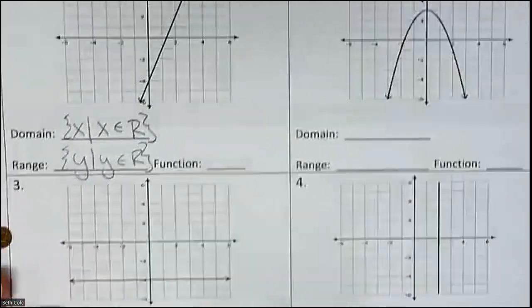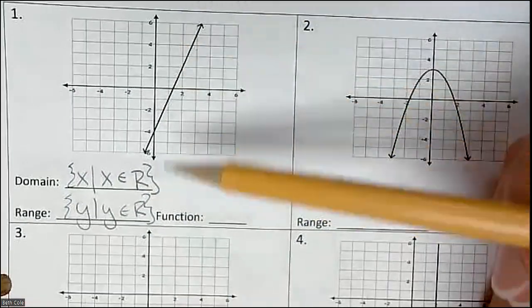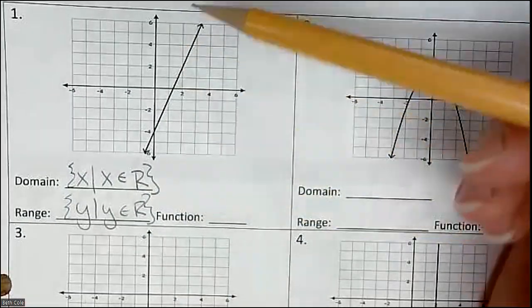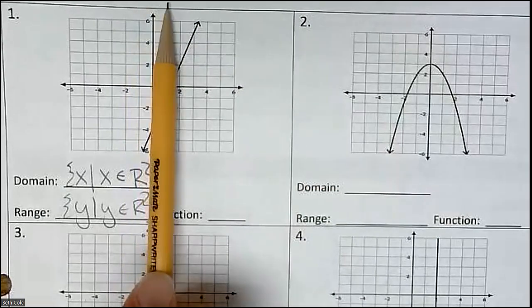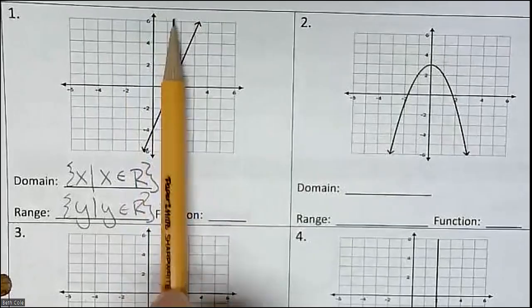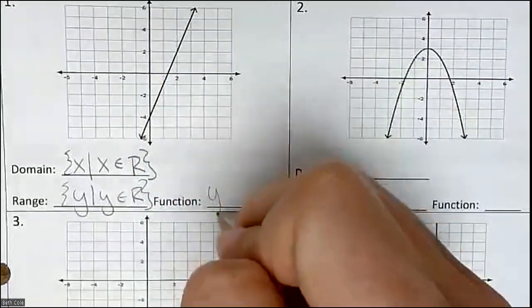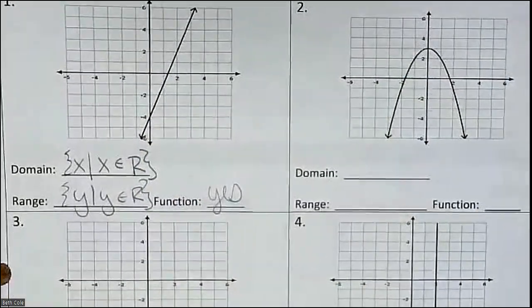And is it a function, yes or no? Where I draw a vertical line through, will it ever hit twice? Does it pass the vertical line test? Yes, it passes. It's a function. There's no place you can draw a vertical line where it's going to hit more than once.